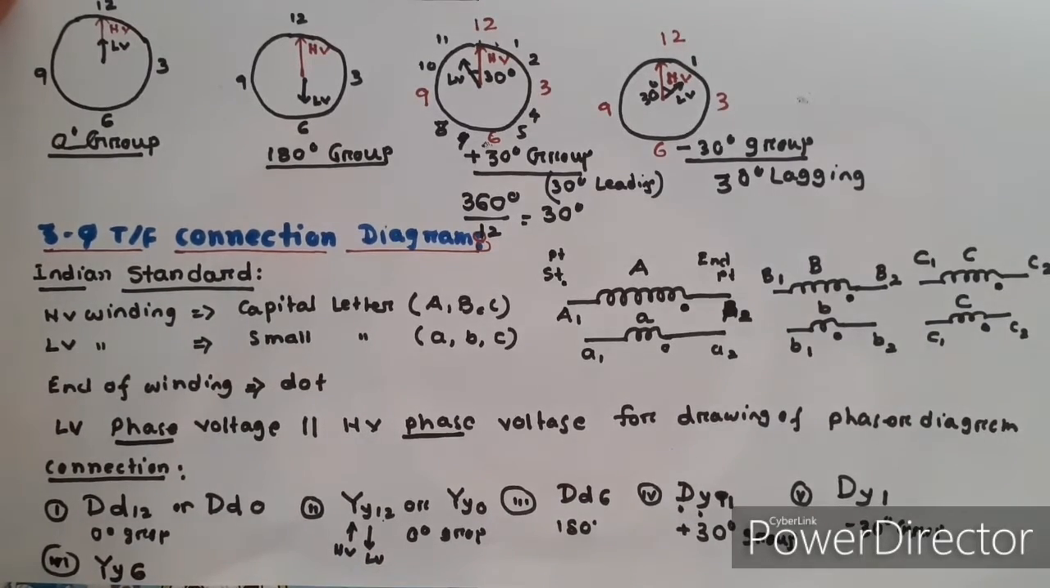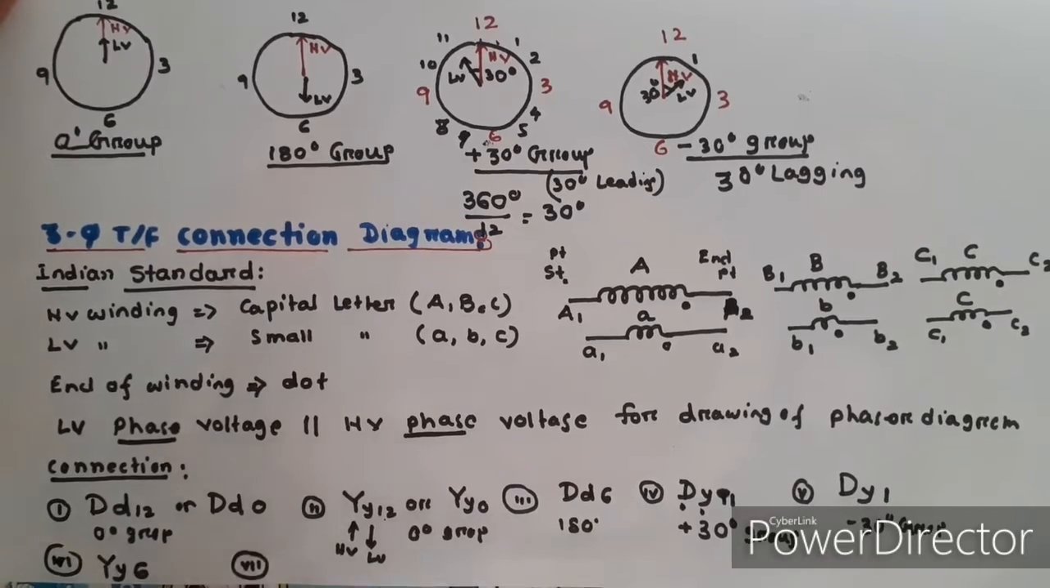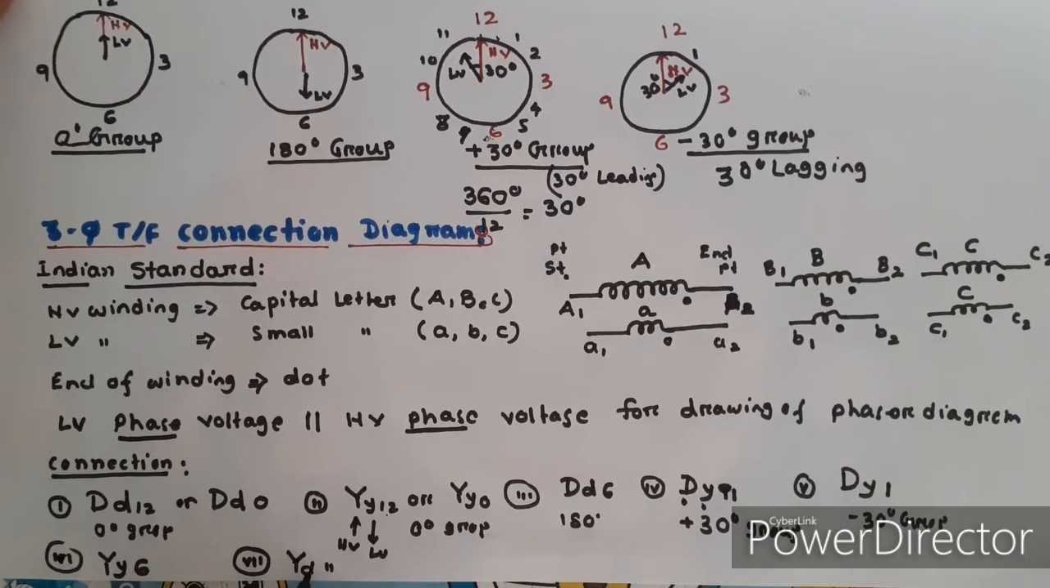Y6. HV star connected, LV star connected and 180 degree phase displacement. 7, YD11. HV star connected, LV delta connected, and LV at 11 o'clock, that means plus 30 degree group.